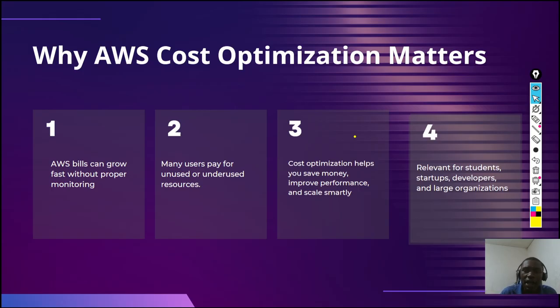You are going to pay for compute that you are not using, you pay for storage that you are not using, you pay for databases that you are not using. You are going to pay for a lot of things that you are not using. So in order for you to spend your money only on what is relevant to your business, what would drive maximum profitability for your business, you have to optimize your cost in AWS.